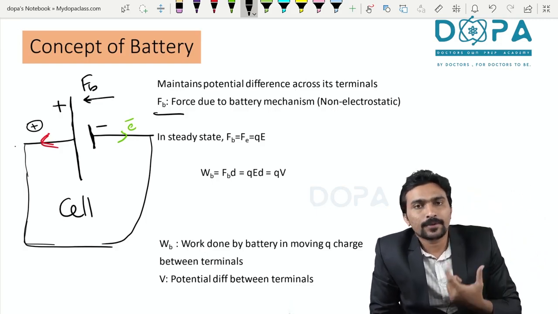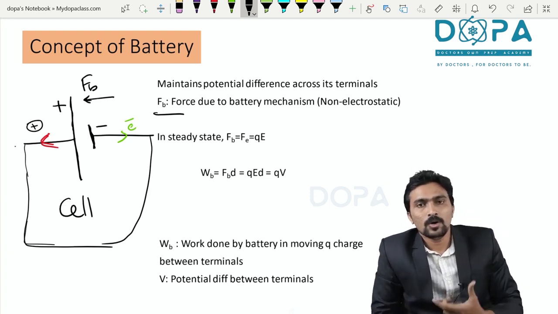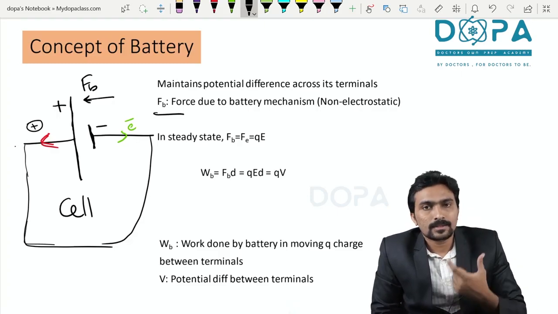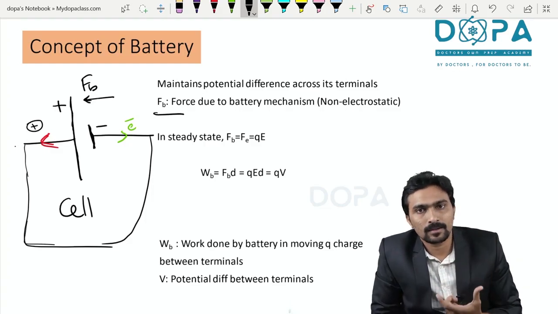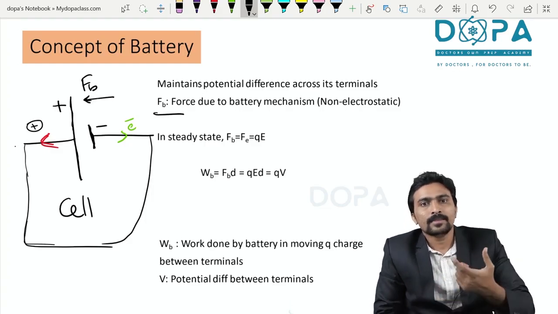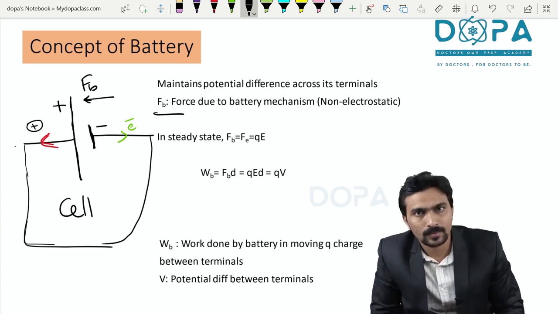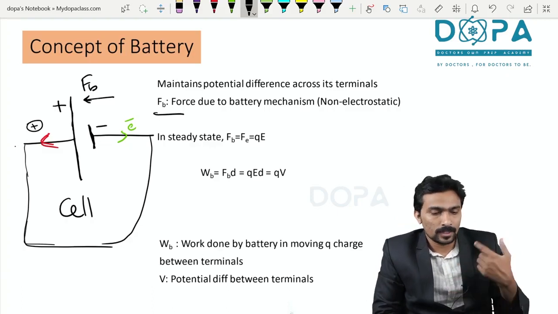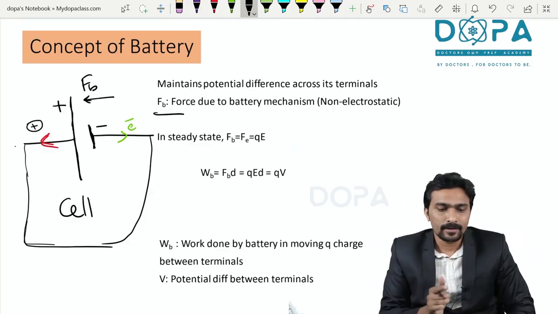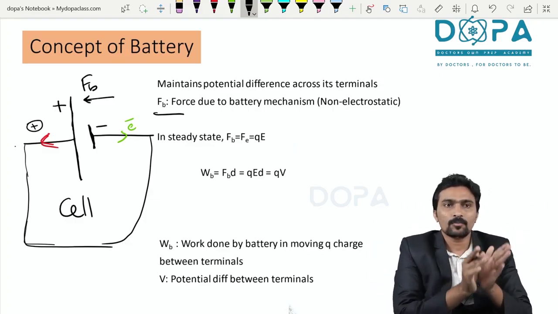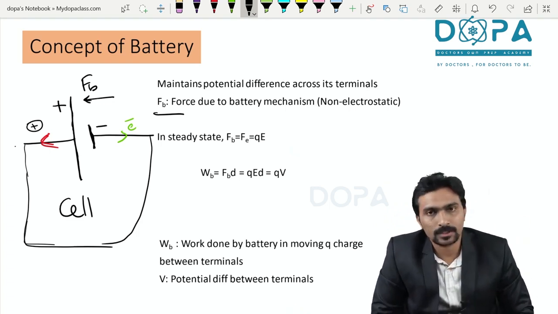So here what we need to understand is that the function of a cell or a battery is to provide potential difference in a circuit. Also, inside the cell, there is a non-electrostatic force called FB, which is due to the battery mechanism. That is what helps the charges to move from one terminal to another terminal. Okay, clear? So inside, electrons will be moving from the positive plate to the negative plate due to the action of FB.